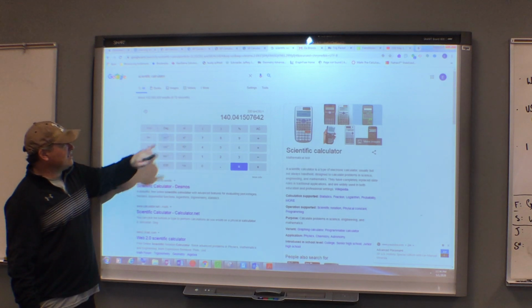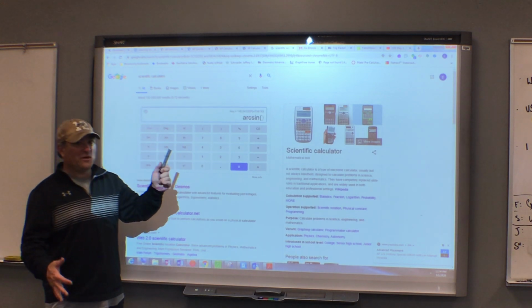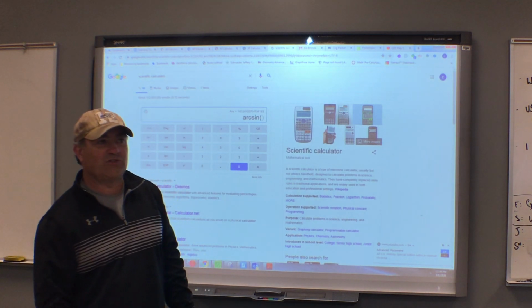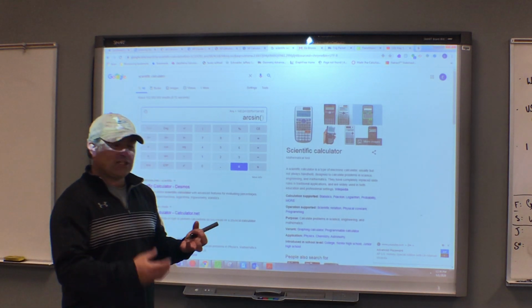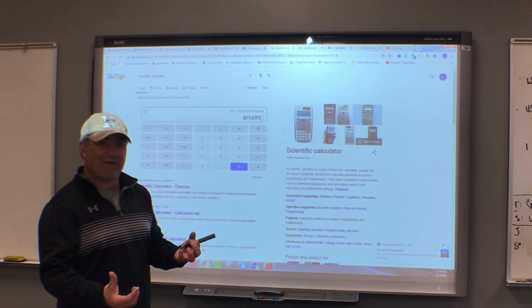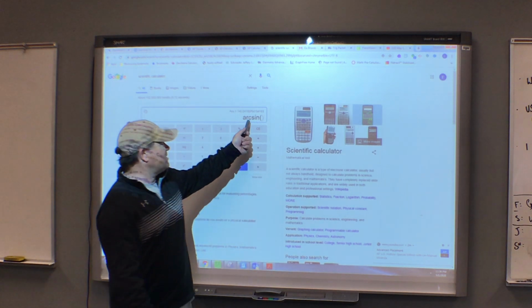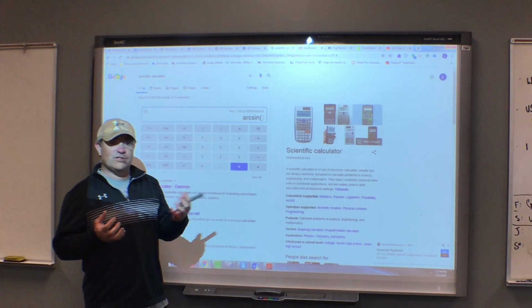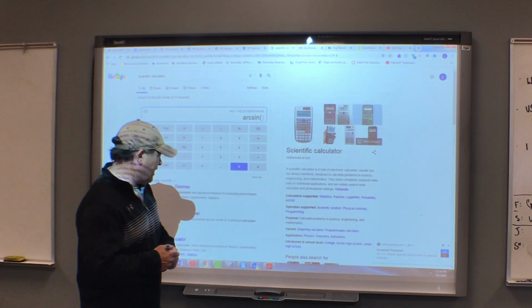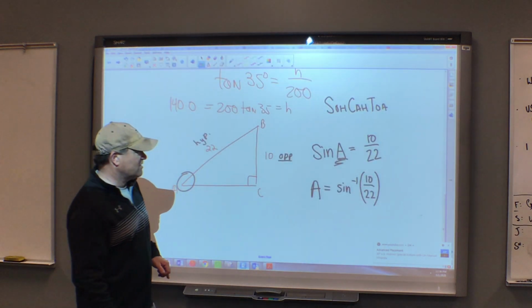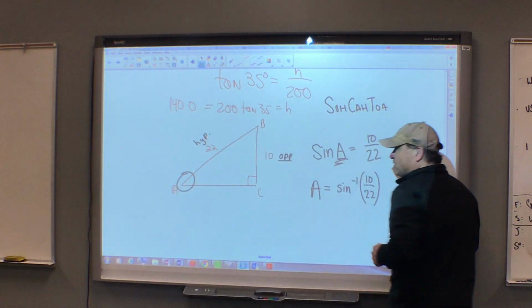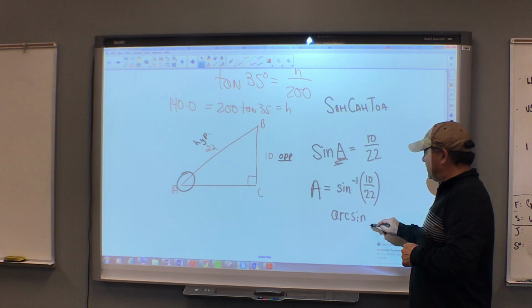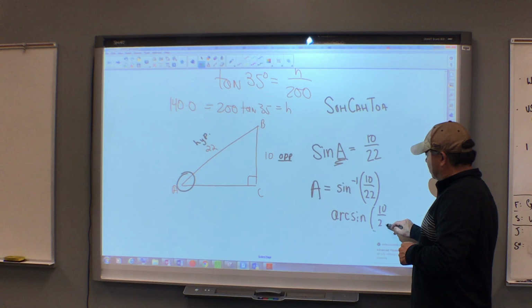If I hit sine inverse, on the calculator it's called arcsine, and it took me until almost college was over to figure out that the arcsine and the sine inverse are the exact same thing. In calculus, they really like it as the arcsine. So understand those are the same things. When I write the sine inverse of 10 over 22, it could very well also be the arcsine of 10 over 22.